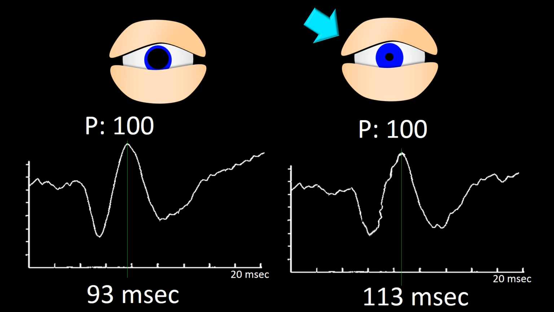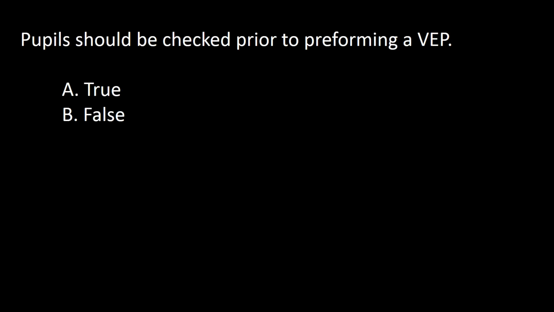The question about whether the test should be postponed based on the use of mydriatics is a moot one if the pupils are checked. If pupils are asymmetrical, or even if sluggish, that is, even if one of the pupils is sluggish because of the use of mydriatics, do not conduct the test and wait for the effect of the mydriatic drugs to go away. So the answer to this question is A.